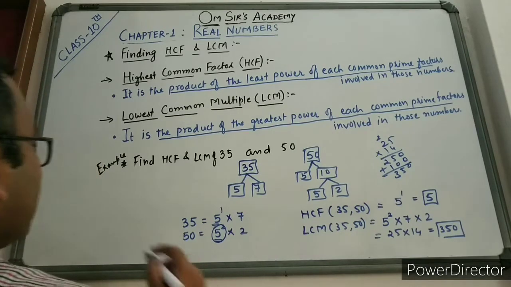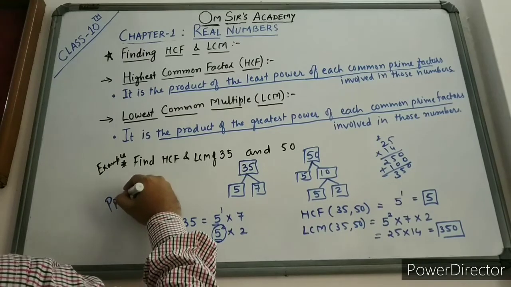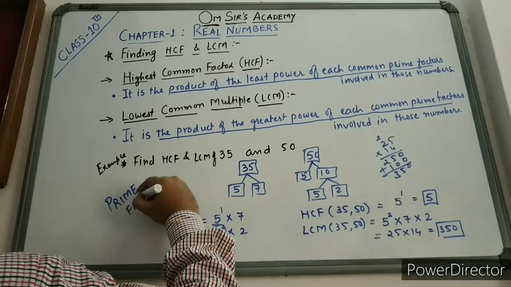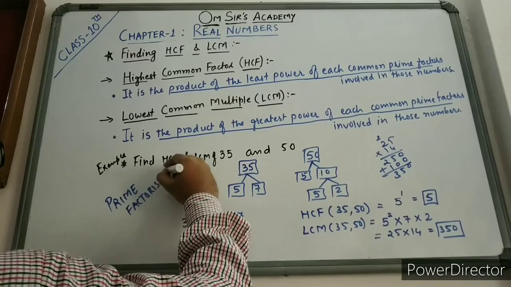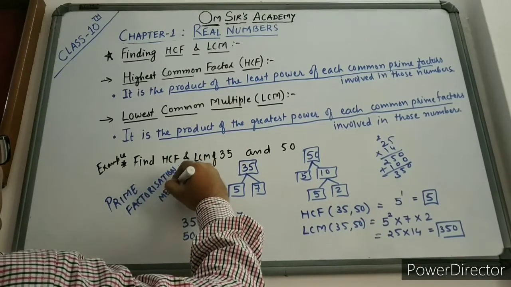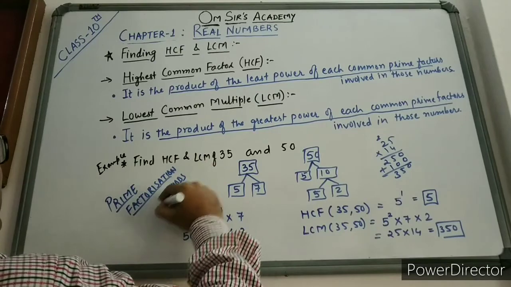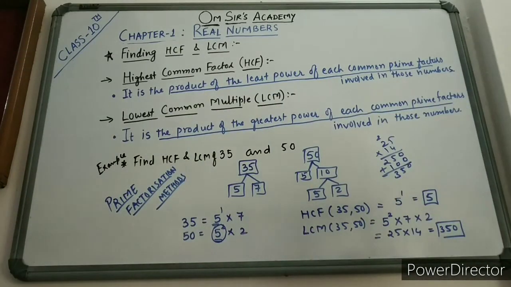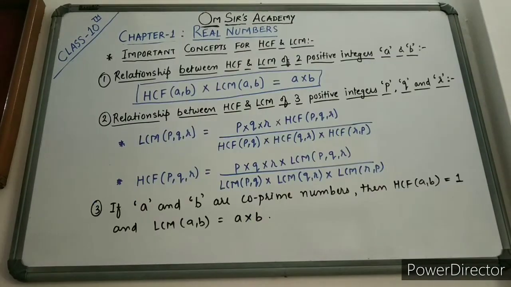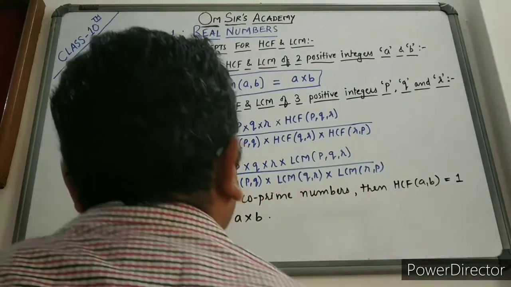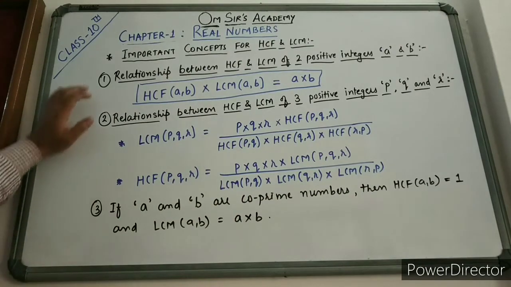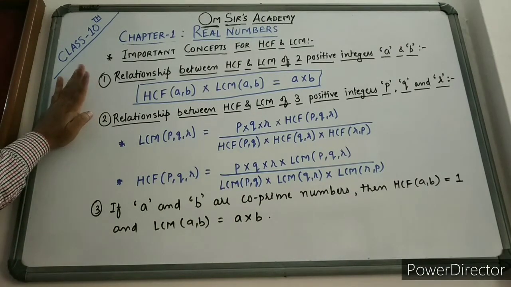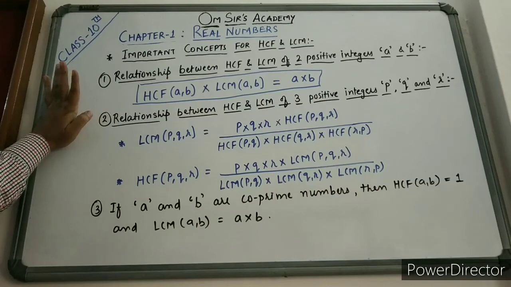So friends, this is how we find the LCM and HCF. Is it clear? This is the first method, that is the prime factorization method. There are other methods of finding HCF and LCM, which we will also be discussing. Is it clear, friends? Now we move to the next concept of HCF and LCM. So friends, these are the important concepts for HCF and LCM. First is the relationship between HCF and LCM of two positive integers a and b.